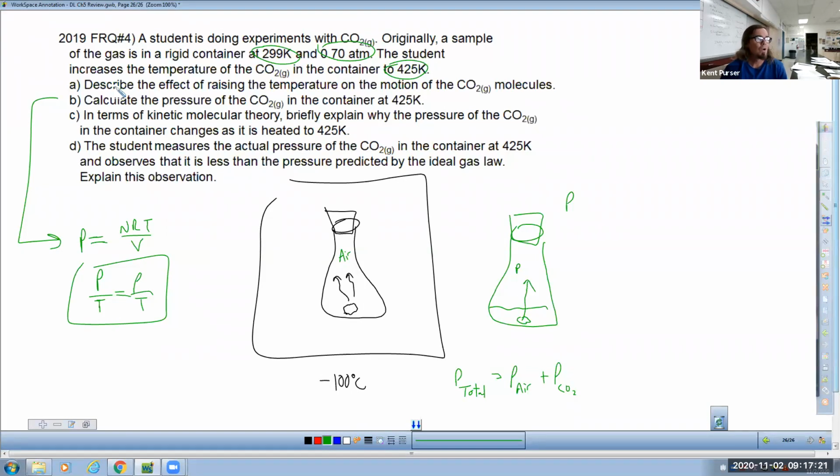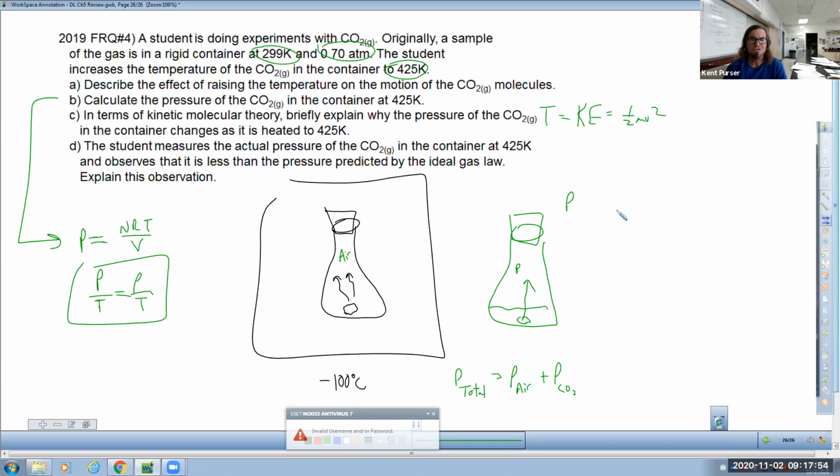So I don't know. Question part C, in terms of kinetic molecular theory, briefly explain why the pressure of the CO2 in the container changes as it is heated to 425. So you're going to say that the pressure increases because the particles are moving faster. You might even want to get all crazy and say an increase in temperature means an increase in kinetic energy, which means an increase in something in this formula. Since the mass hasn't changed, it must be that the velocity has changed. That's why the particles are moving faster.